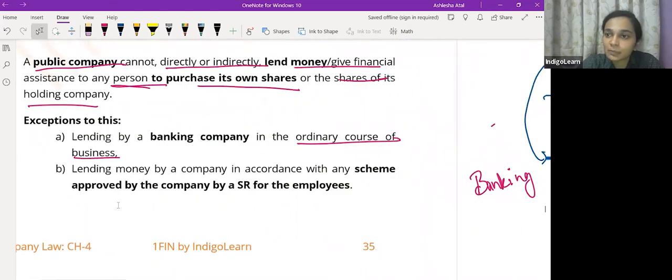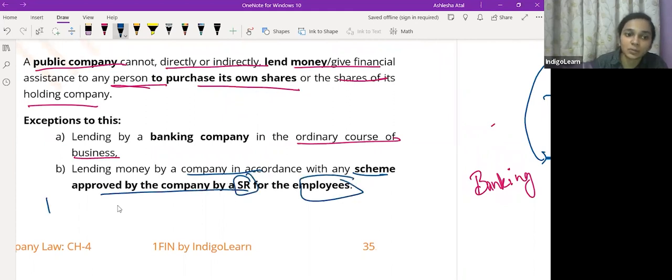सबसे पहला exception, a banking company, if it is acting in its ordinary course of business, then they can lend. But lending money by company in accordance with any scheme approved by the company by a special resolution for the employee. So ये होता है ESOP. So if under an approved scheme, the company is lending money to their employee, which is authorized by a special resolution, then there's no problem.